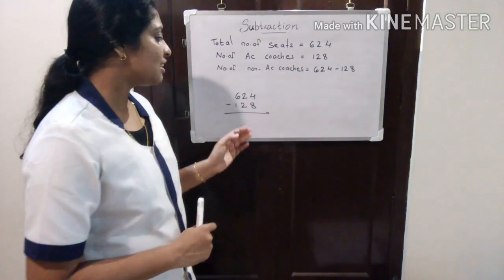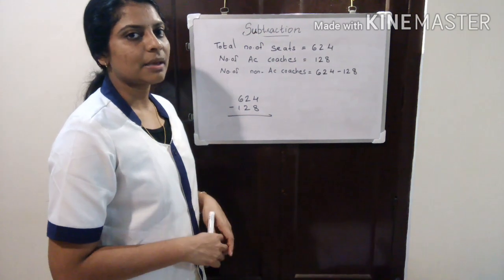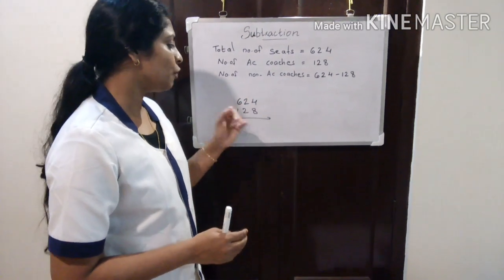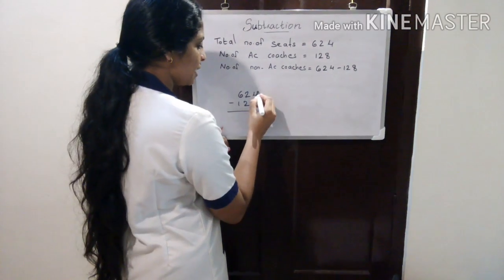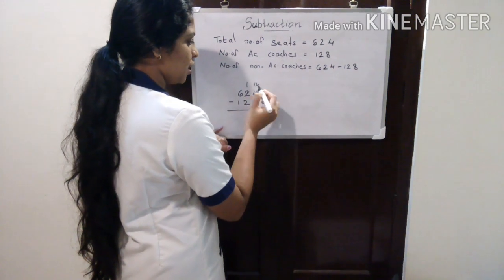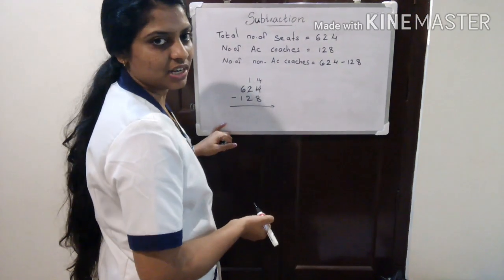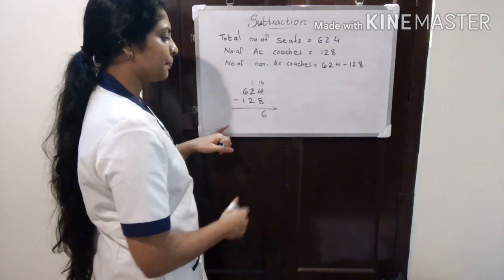128. Starting from 1's place, here 4 is less than 8. We cannot subtract 8 from 4. So borrow 1 ten from the 10's place. Then 4 becomes 14 and 2 becomes 1. 14 minus 8. What is 14 minus 8? 14 minus 8 is 6.